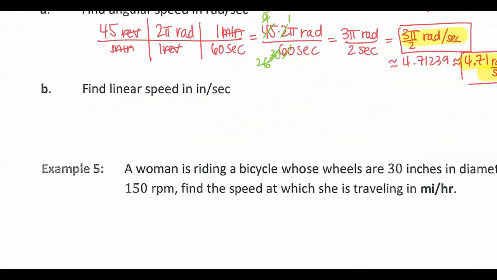Let's go ahead and look at number 2, which is over linear speed. Okay, with linear speed, it also gives me a unit conversion.